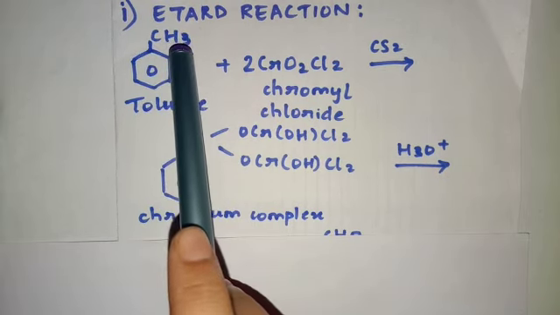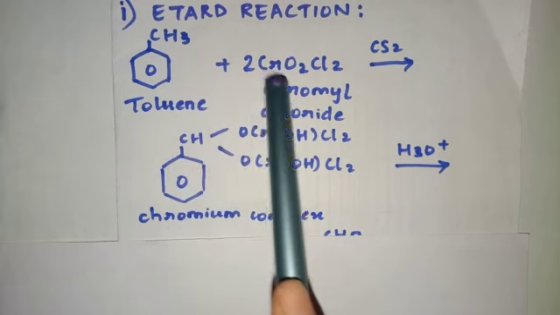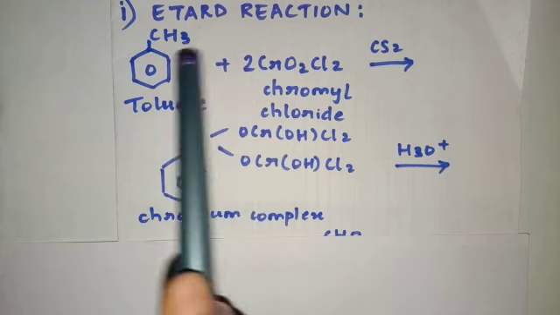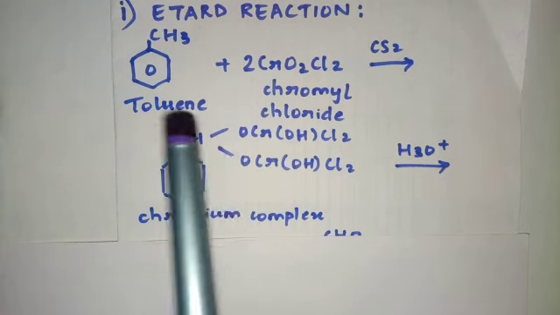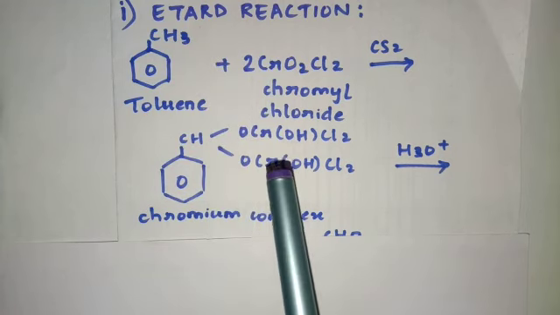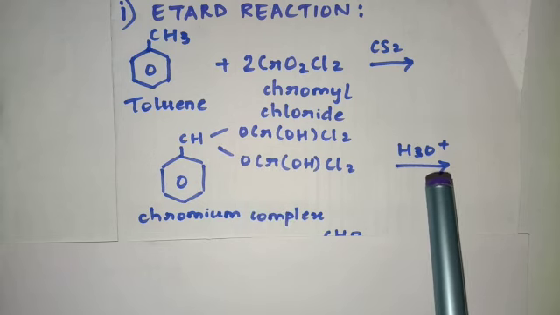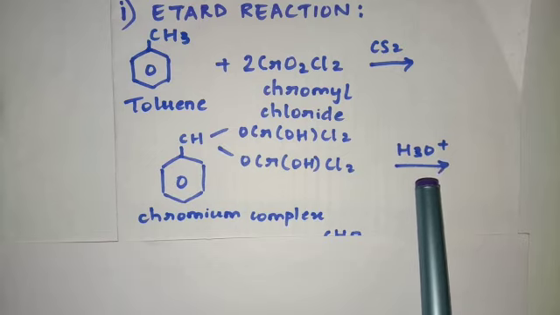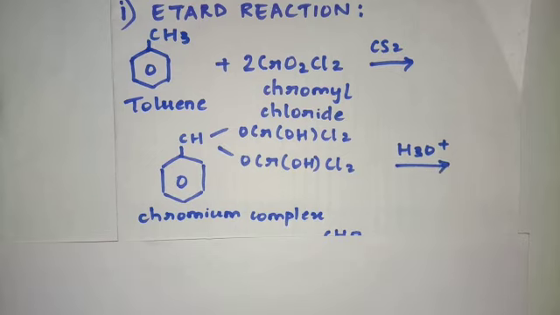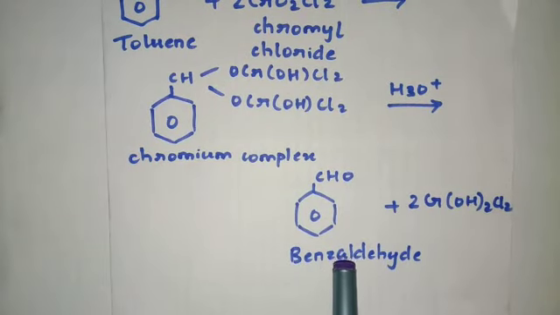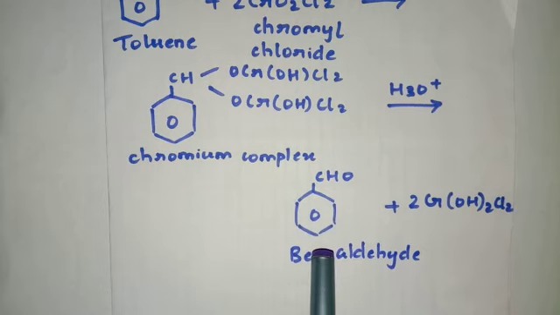If you carefully observe over here, only one hydrogen is left out of the three hydrogens, and both these molecules of chromyl chloride are attached to this ring. How is that happening? I'll explain it later, don't worry. Now this chromium complex intermediate will further undergo reaction with hydronium ions. It will undergo acid hydrolysis, and in this second step you will get the final product, that is benzaldehyde. So benzaldehyde is nothing but aromatic aldehyde.